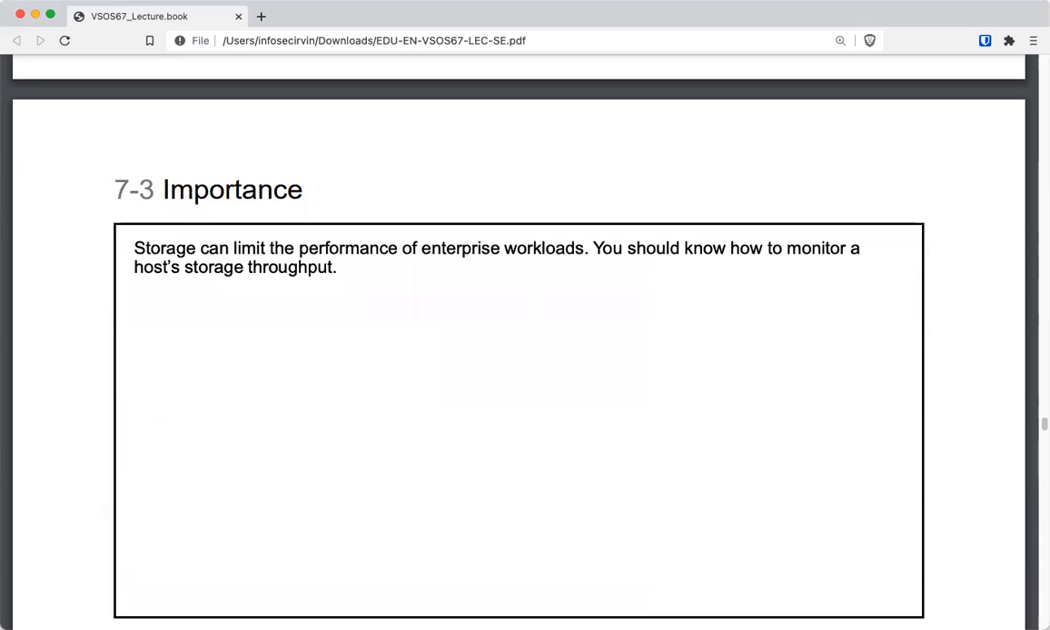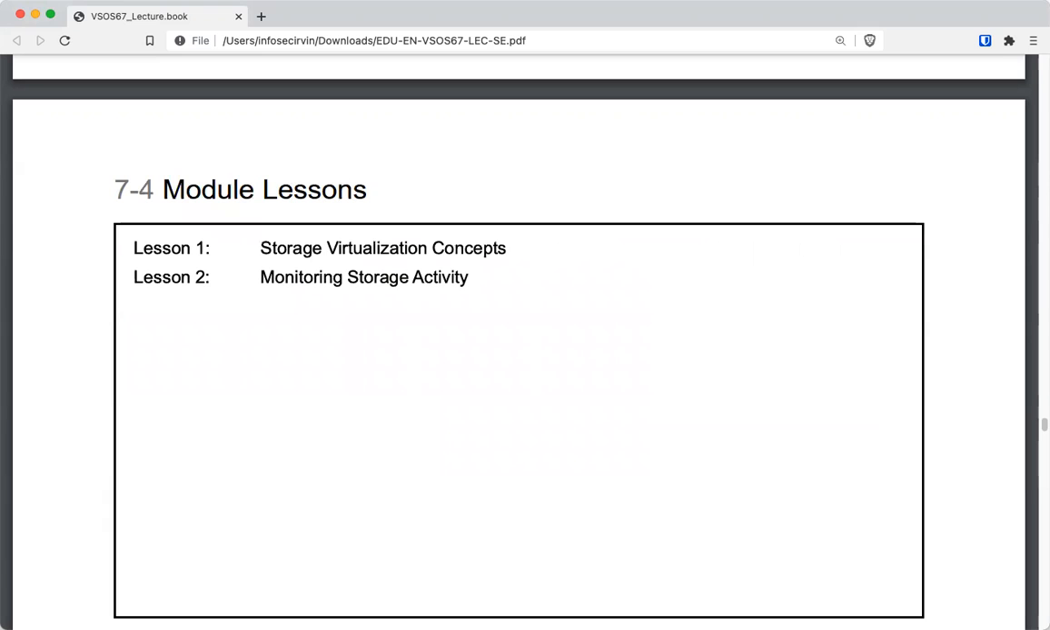This week will be all about storage optimization. It is only 2 lessons long, so this will not be a long lecture.